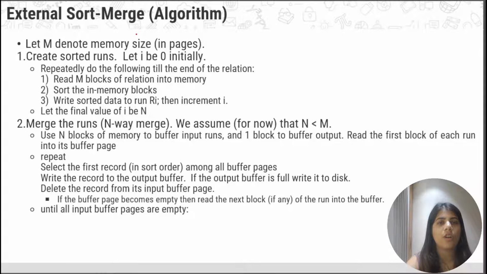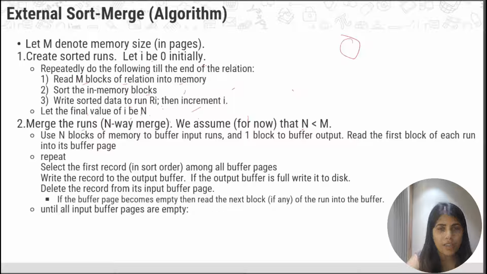How does the external sort merge algorithm work? We denote M as the memory size in pages. We create the sorted runs. Let i be 0 initially, because first we start from index 0. Repeatedly do the following till the end of the relation: we read M blocks of the relation into memory, sort the in-memory blocks, write the sorted data to run Ri, and then increment i. Let the final value of i be N.